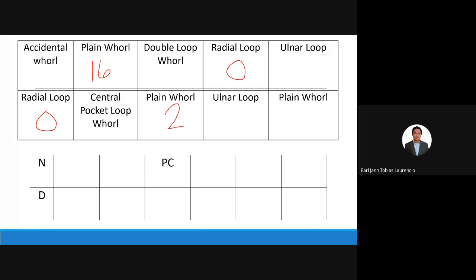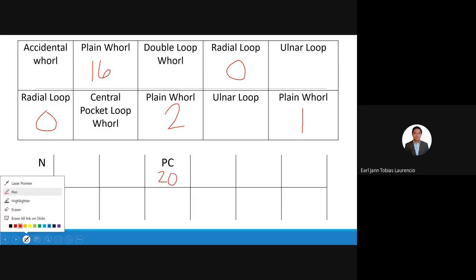Okay. Sa plain whorl, sir, 1. Okay. Ilan yan? Bali, sir, 19 plus 1. 20. Ang galing, 19 plus 1, 20 pala. Okay. Correct. Okay. Kunin mo na rin ang denominator.